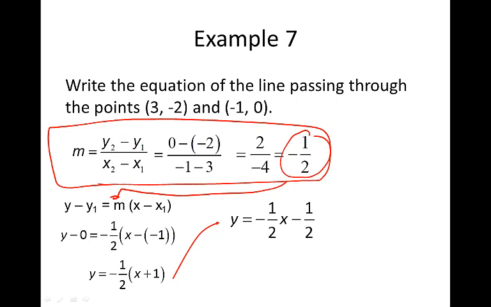Now here I have a choice. I can choose this first point if I want, or the second point. Now why did I choose the second point? Right, it's got the 0 in it. It just makes the math come out a little bit easier. We'll get exactly the same answer if we choose the first point. So y minus 0 equals m, which is negative 1/2, times x minus negative 1. Simplify it, and we get y equals negative 1/2 x minus 1/2.